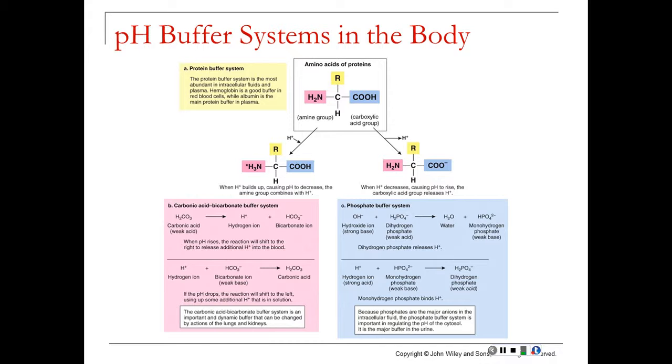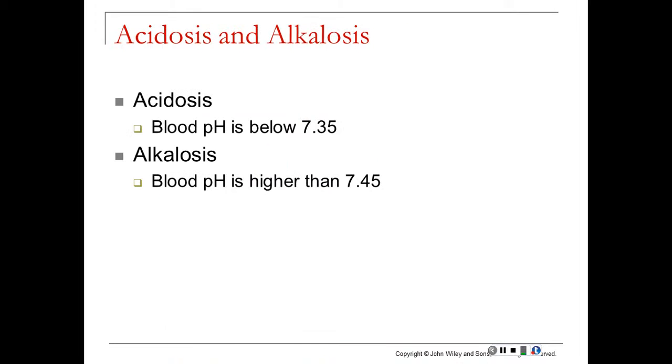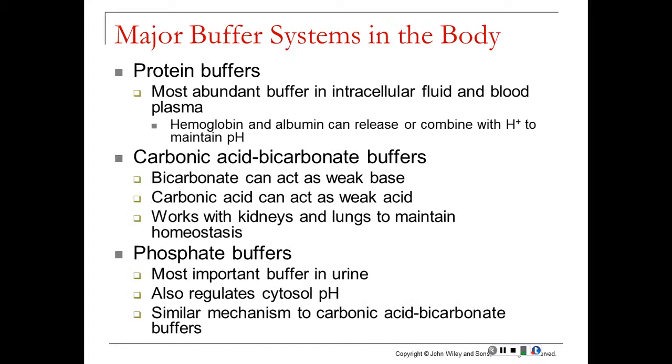Because phosphates are the major anions within the intracellular fluid, the phosphate buffer system is playing a major role inside the cells, whereas the bicarbonate carbonic acid cycle is really playing more of a role within the blood. There are states of our body that exist when low or high pH occurs. Acidosis is when the blood pH gets below 7.35, and alkalosis is when the blood pH exceeds 7.45.